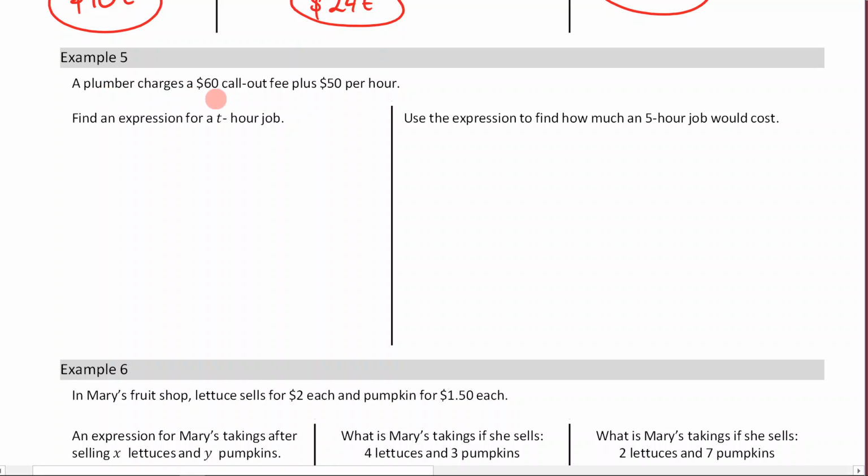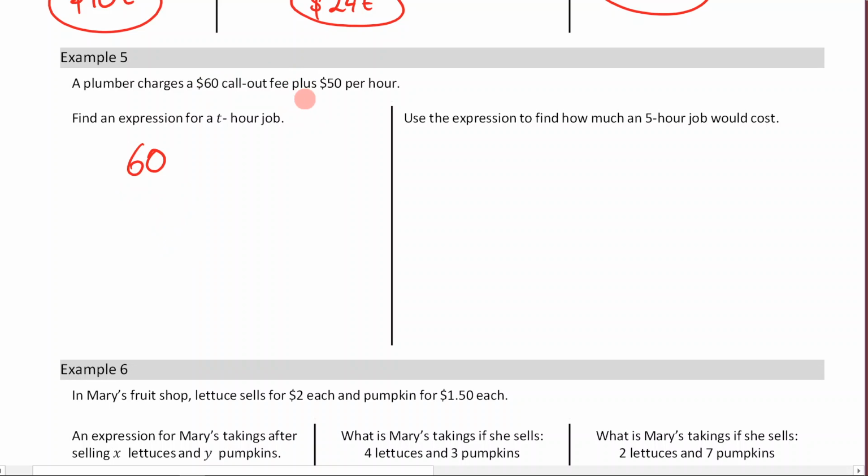Next, a plumber charges a $60 call out fee plus $50 per hour. All right, we need to find an expression for a T-hour job. All right, so this one we kind of have to take a step back and ask ourselves what exactly is going on. So let's just pretend for a moment that our toilet has broken and we need to call the plumber. So we give the plumber a call and they tell us that they have a $60 call out fee. And what that means is that it's going to cost us $60 for them just to turn up. It's going to cost $60 even if they turn up and go straight back home. Just for them to come, it's going to cost us $60.